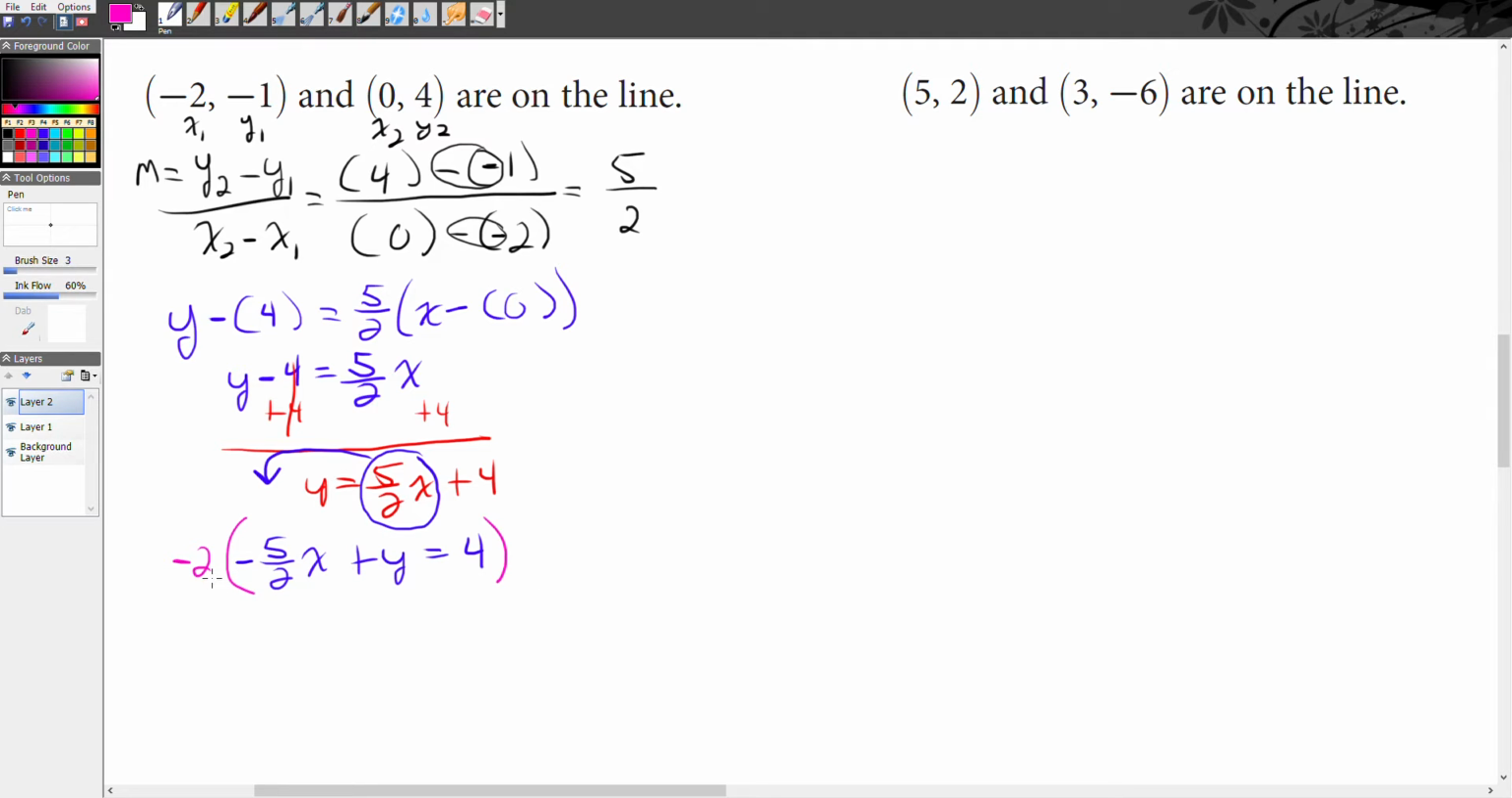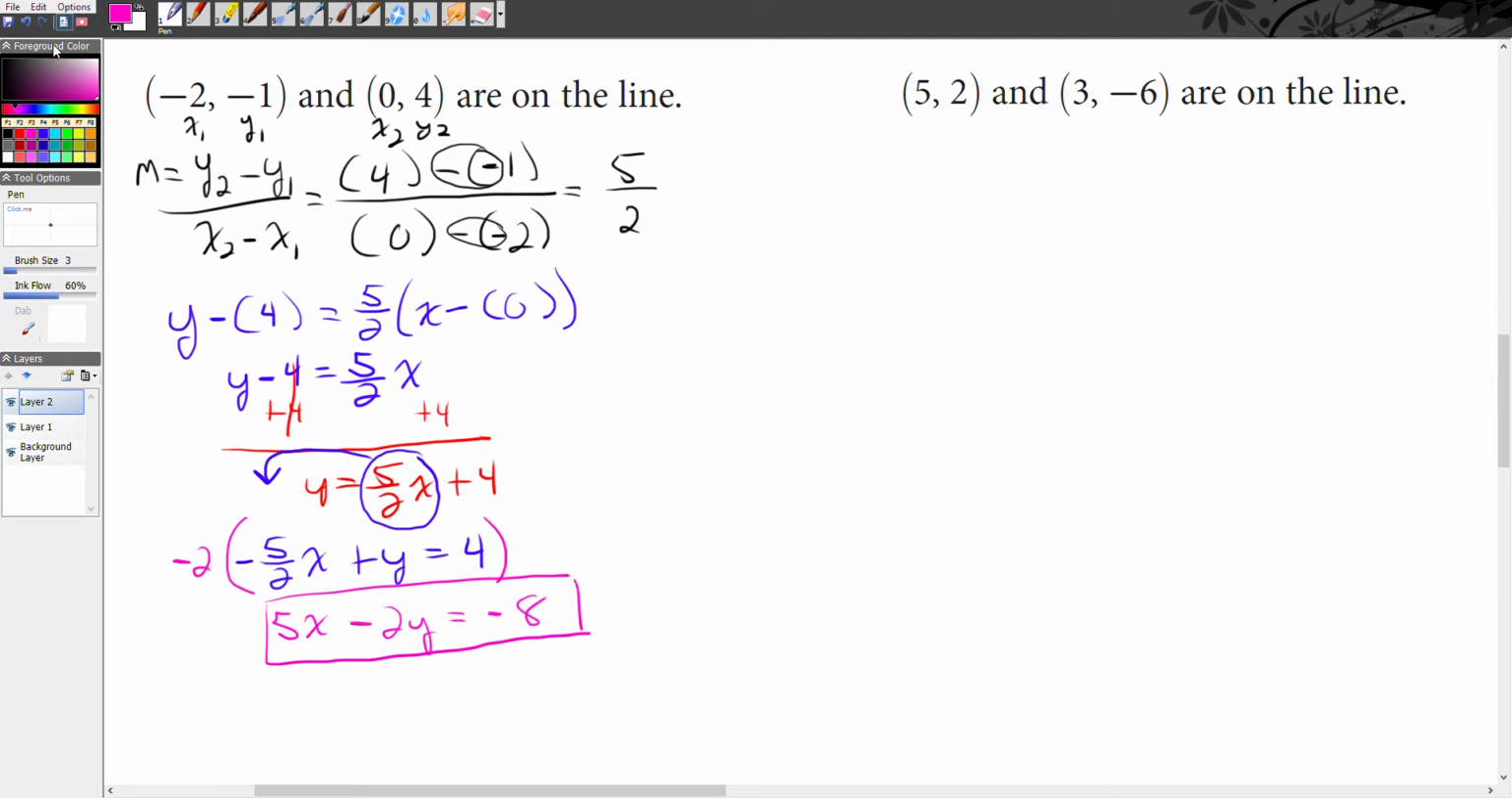So here, -2 times -5 over 2 is positive 5x. -2 times y is -2y. And -2 times 4 is -8. So this is my equation in standard form.